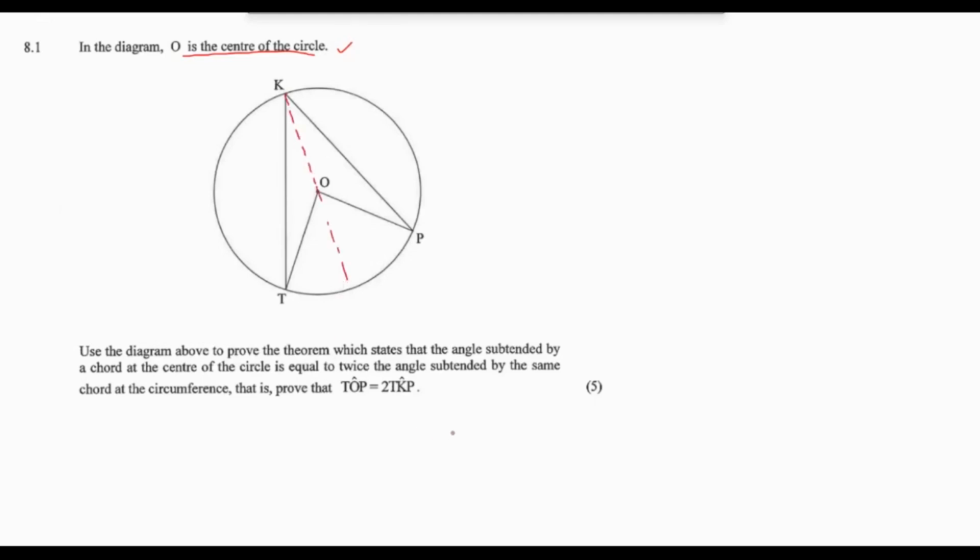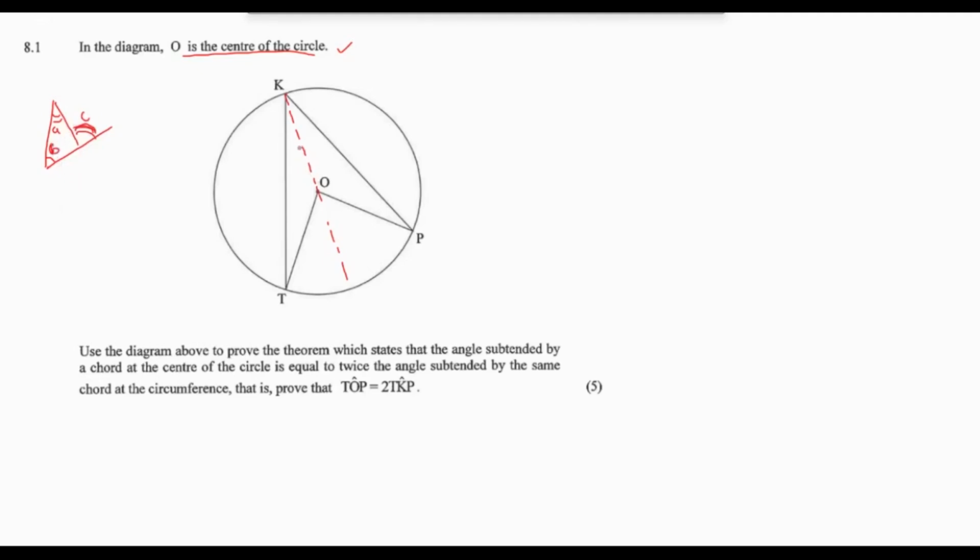Why are we doing that? We are going to create an exterior angle of a triangle. So you have to remember the exterior angle of a triangle. Let's say we have a triangle like this. This is an exterior angle of a triangle, and this angle, let's call it C, is equal to A plus B. C is equal to A plus B.